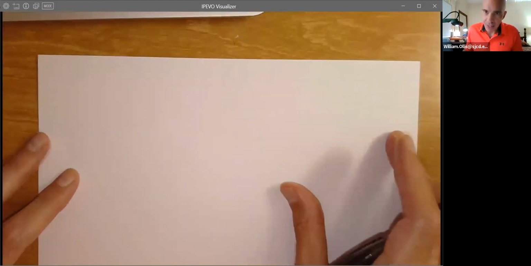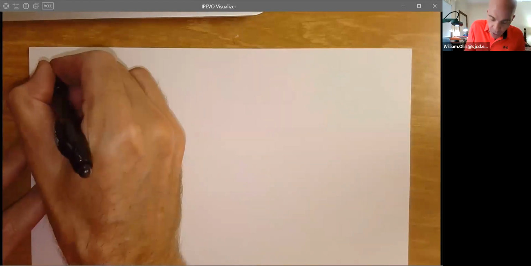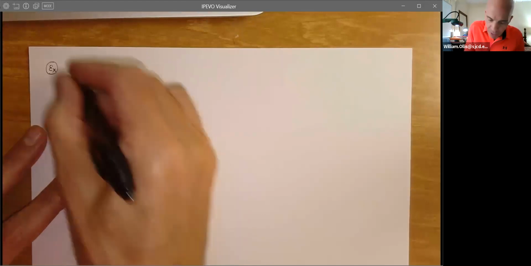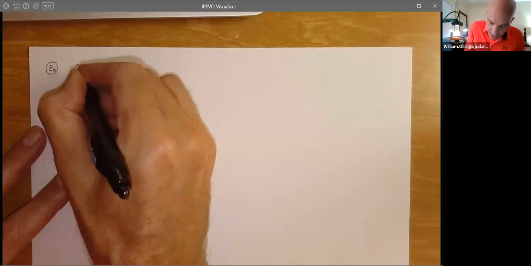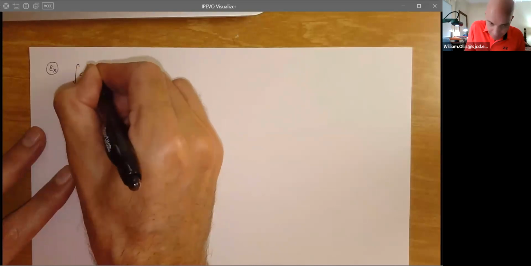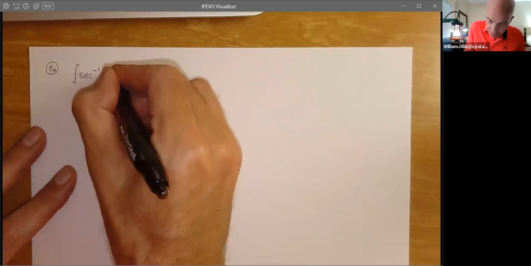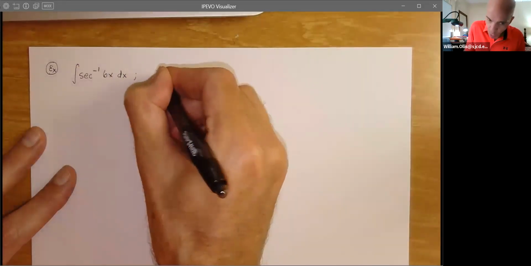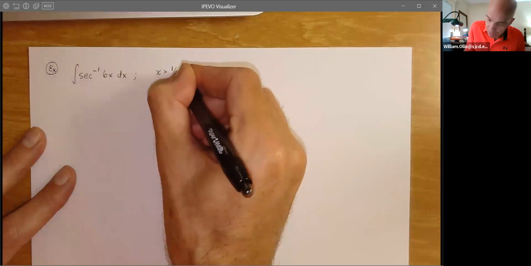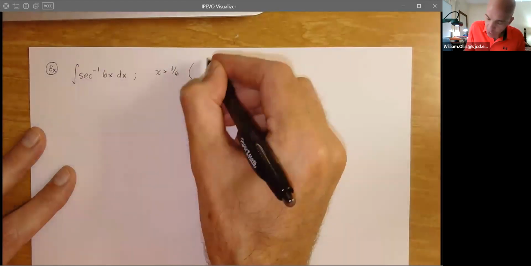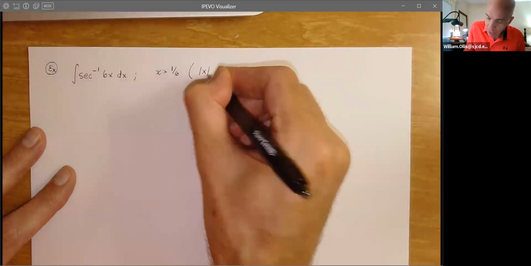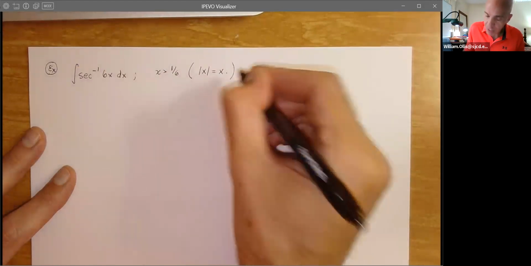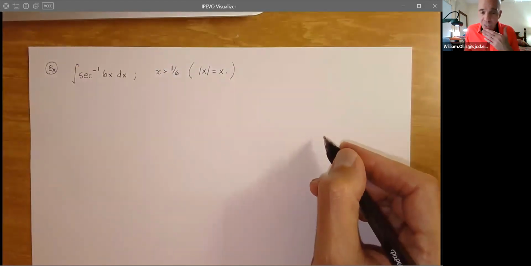So sometimes we get these interesting formulas. You know, you can use integration by parts to integrate inverse sine. But when it comes to inverse secant, let's look at this one. And then, of course, we're assuming that x is greater than 1/6, so that when we have our differential, the absolute value of x will be x in this case. So we don't have to worry about negative signs. This will actually make sense.